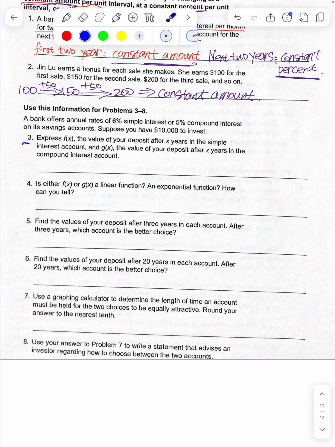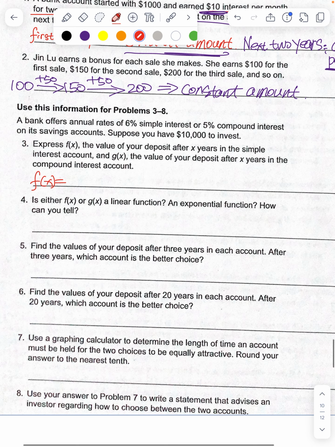Number 3, express f of x, the value of your deposit after x years in the simple interest account, and g of x, the value of your deposit after x years in the compound interest account. The first one, f of x, is the investment after x years. So it's going to be 10,000. This is your principal, right? And then you're going to add the interest.